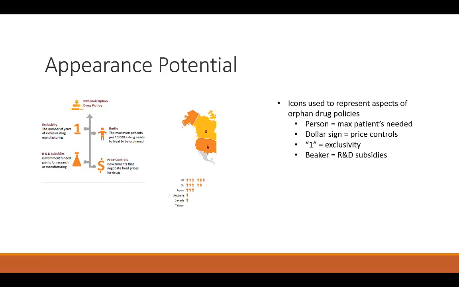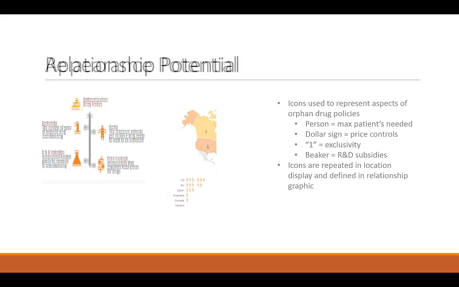Those icons are then further used within the location display to tie them back to their definitions. Icons are repeated in each of these in the location display so that a user knows what they are.